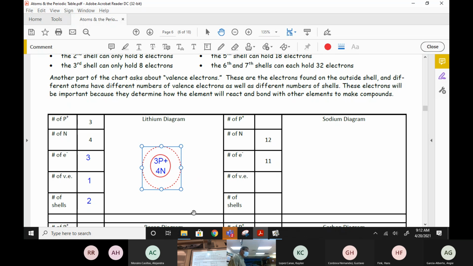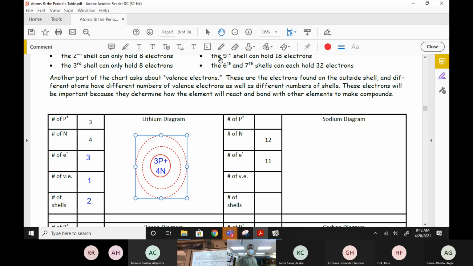That's my inside shell. And for me, the easiest thing to do is just copy paste. So I'm going to hold the control button, letter C, hold control, letter V, and then I'm going to make it bigger because it has to go on the outside. I'm going to drag it over to where it belongs. There's my electron shells. I still have to draw the electrons though, don't I?